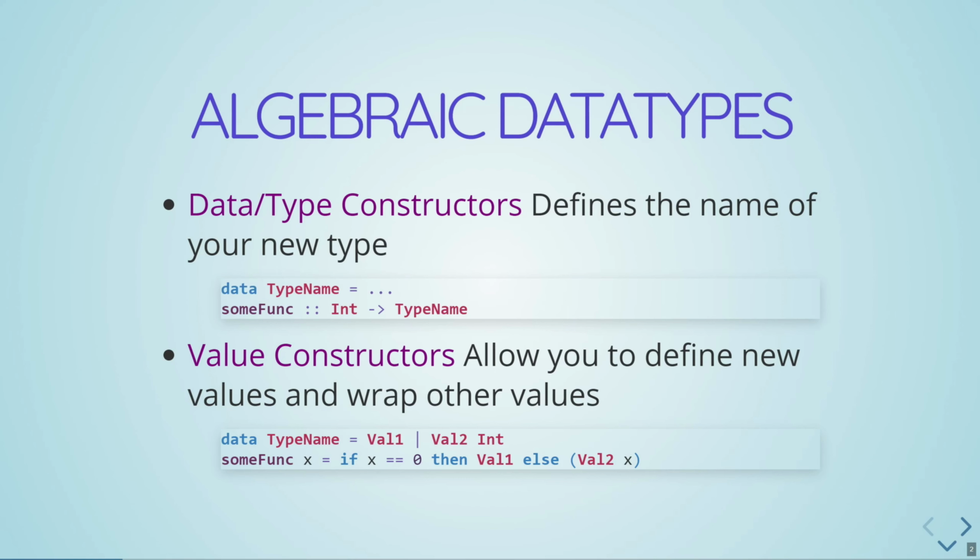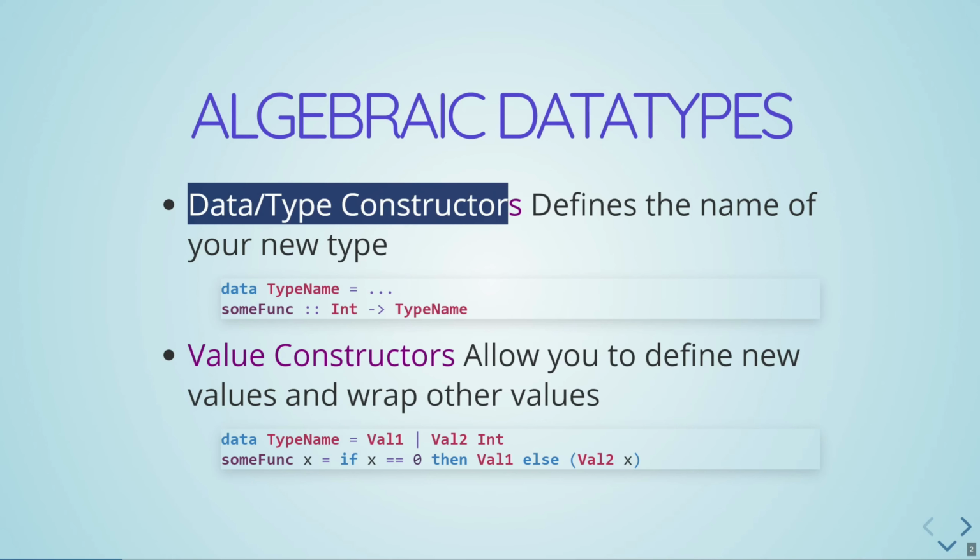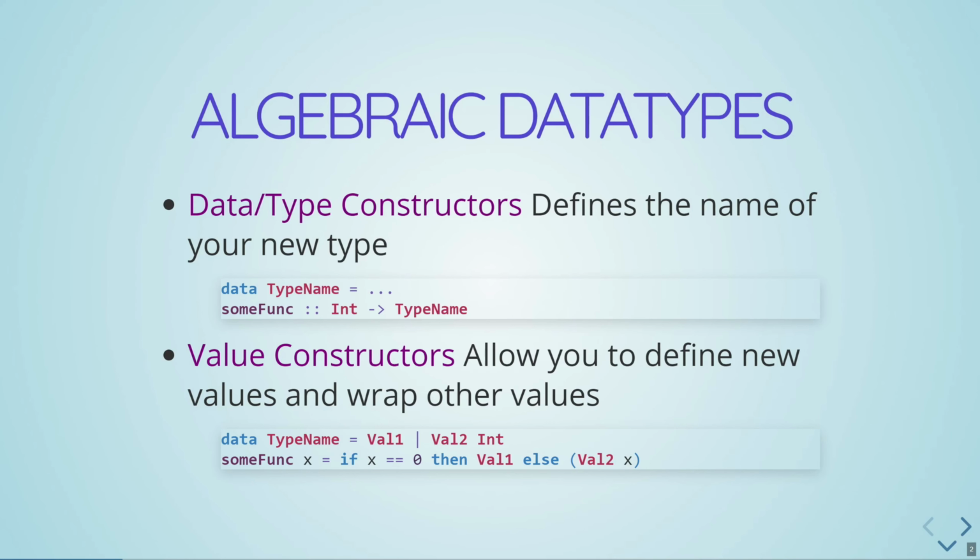There's two parts of algebraic data types that we really need to take a good look at. One is the data or type constructors, and all this means is the type name you're giving your data. The first thing you do when you write a new data type in Haskell using the data keyword is give it a type name. This is the name that's used in your type signature. Let's say you have a function sumfunc and it returns a type of your new data type. This first name is what you're going to put as the type name.